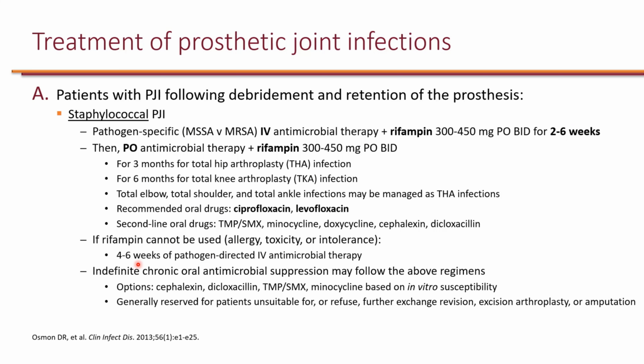Now, for patients who need indefinite chronic oral antimicrobial suppression, the oral options include cephalexin, dicloxacillin, trimsulfa, and minocycline, based on in vitro susceptibility. And this may be necessary for patients who cannot get arthroplasty or amputation, either because they're unsuitable or because sometimes they refuse to get amputation or arthroplasty. And I should emphasize that rifampin monotherapy is not recommended. It is never appropriate to use rifampin monotherapy for staphylococcal infections because when we use rifampin as monotherapy, staphylococcus develops resistance to rifampin very quickly.